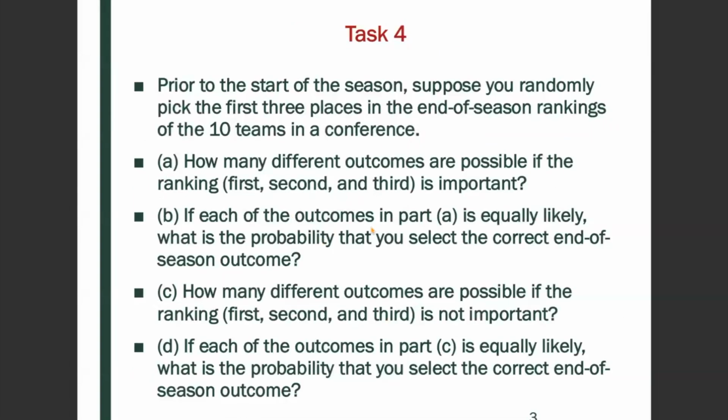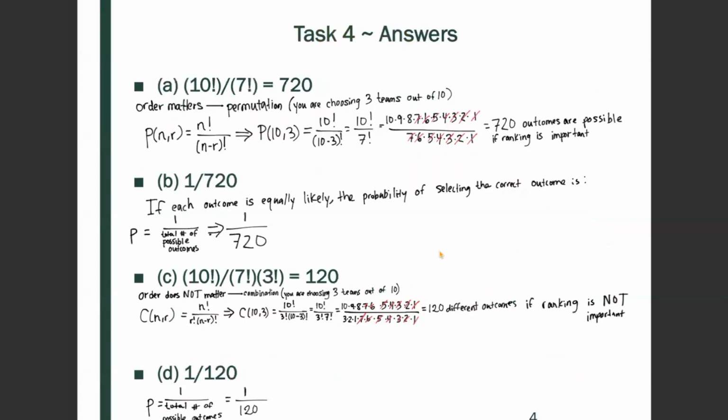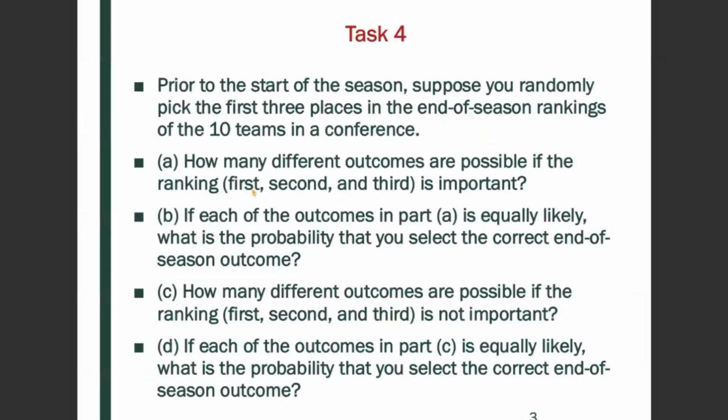If each of the outcomes in part A is equally likely, what is the probability that you select the correct end of season outcome? So here, if each outcome is equally likely, the probability of selecting the correct outcome would be 1 divided by the total number of possible outcomes. And so from part A, we determined that there are 720 total possible outcomes. So we would do 1 divided by 720.